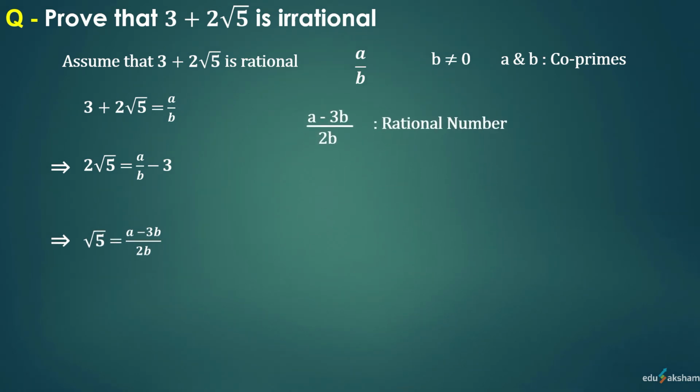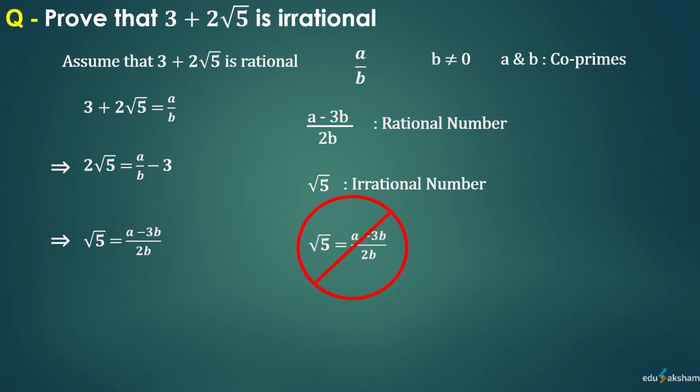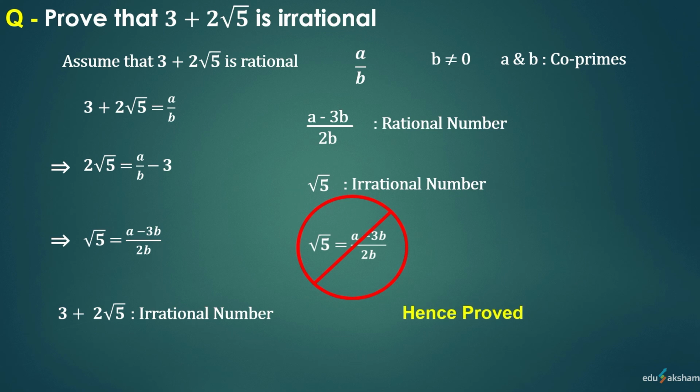Now, we know that root 5 is an irrational number. Since a minus 3b by 2b is a rational number and root 5 is an irrational number, the equation root 5 equals a minus 3b by 2b does not hold, which means that our assumption that 3 plus 2 root 5 is a rational number is a wrong assumption, and 3 plus 2 root 5 must be an irrational number. Hence, we have proved that 3 plus 2 root 5 is irrational by contradicting the assumption that 3 plus 2 root 5 is rational.